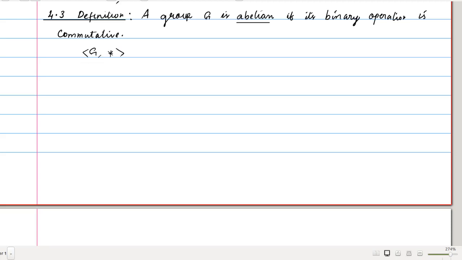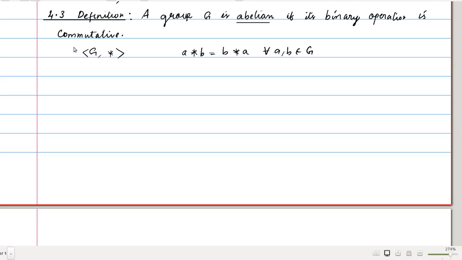That means if you have a group G, star, in order to get G as a group, we need to verify the three axioms along with this binary operation star. Apart from that, we need to verify the commutativity of star, that means A star B is equal to B star A for all A, B belonging to G. If this is also true, then we can say that G is an abelian group.